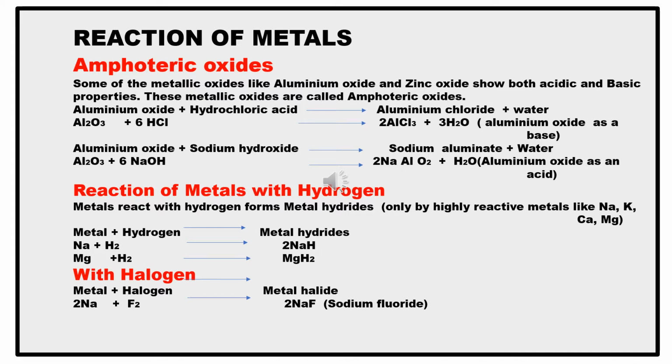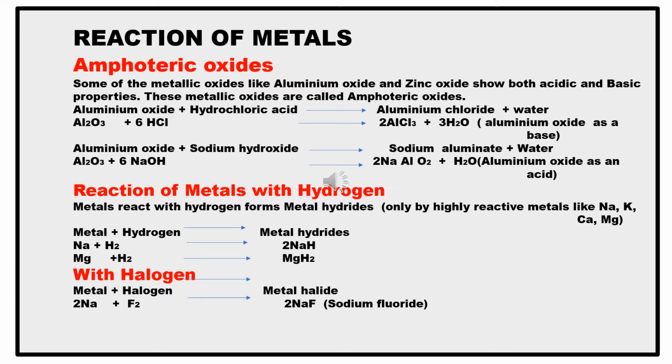Some of the metallic oxides like aluminum oxide and zinc oxide show both acidic and basic properties. You know what acidic properties and basic properties are. These metallic oxides are called amphoteric oxides. So, amphoteric oxides are the metallic oxides which show both acidic and basic properties.